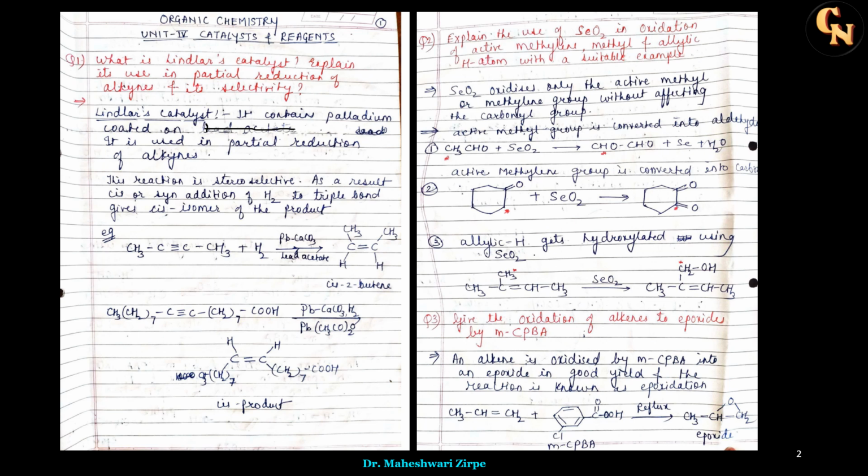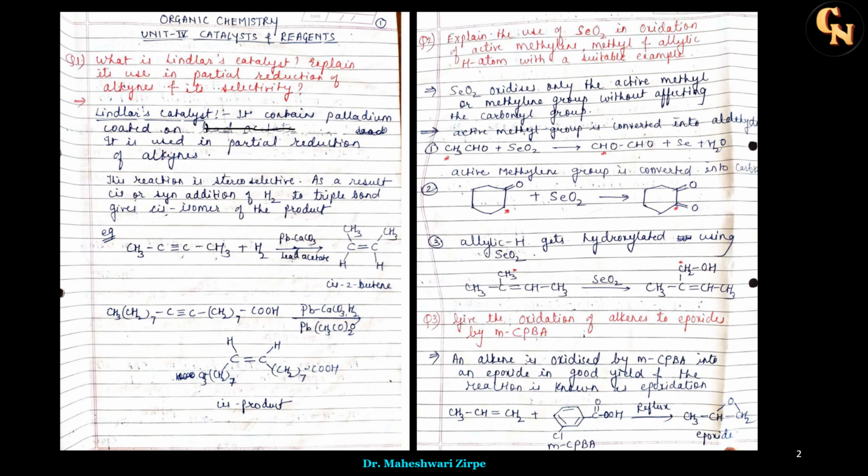Similarly, one more example we can see where CH3, CH2 7 times, C triple bond C, and CH2 7 times, COOH. Here you will find that using the same Lindlar catalyst, the triple bond has been reduced to a double bond, and the product we are getting is the cis product. So this is question number 1, which is asked for 5 marks. Similarly, let us see the next question.